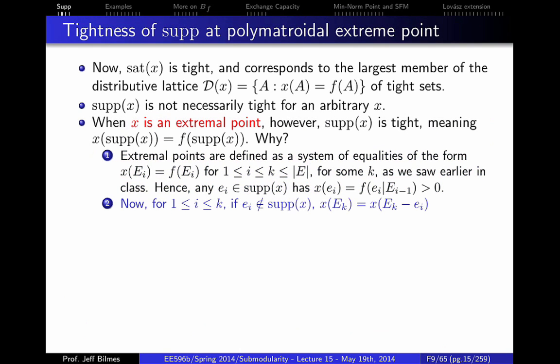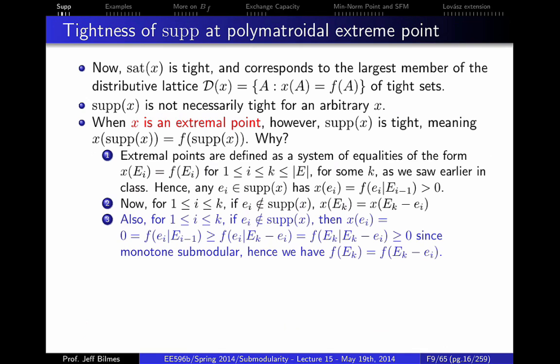Okay. Now, if we take a direction, say e_i, which is not in the support, that means that its element is 0. So if we evaluate e_k, where k is greater than i, we can take e_i out and we get the same valuation. x is a modular function, so it doesn't add anything, right? So x of e_k is equal to x of e_k minus e_i. Now what about f? In order for this to be tight, we need to make sure that the f valuation is the same as well. Now if we look at f, we know that x of e_i, when it's not in the support, is equal to 0, which has to be the valuation here, because that's the valuation of x, because x is an extremal point. It has to be that particular value.